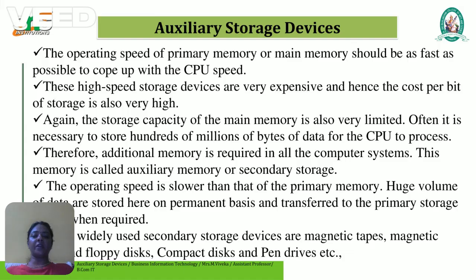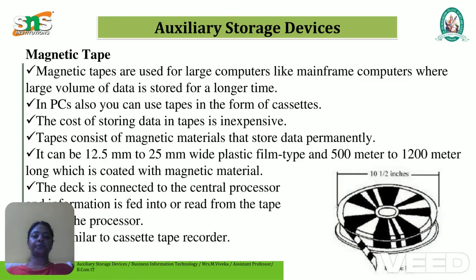The operating speed is slower than that of the primary memory. A huge volume of data is stored here on a permanent basis and transferred to the primary storage when required. So the auxiliary storage devices here are considered as the magnetic tapes, magnetic disks or floppy disks, compact disks and pen drives.